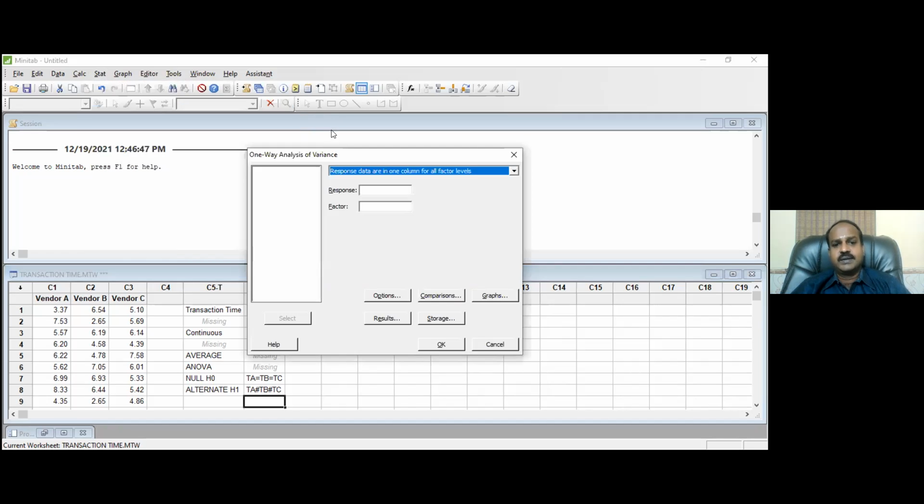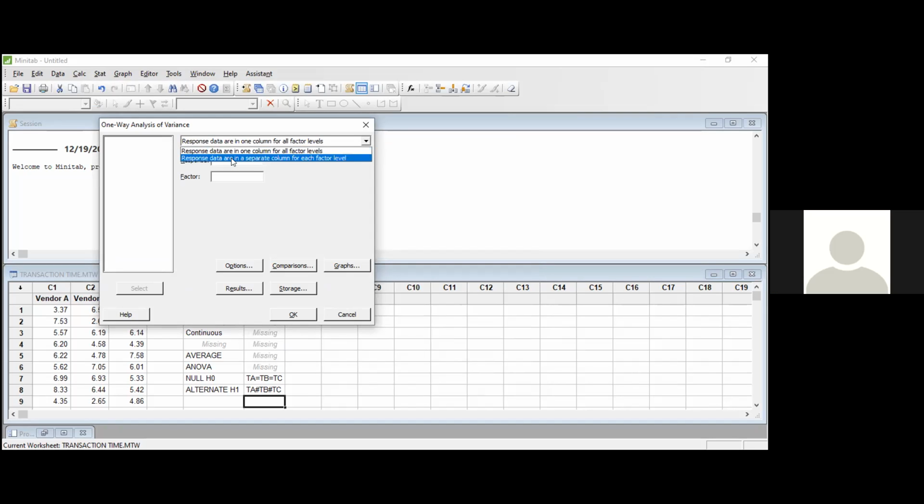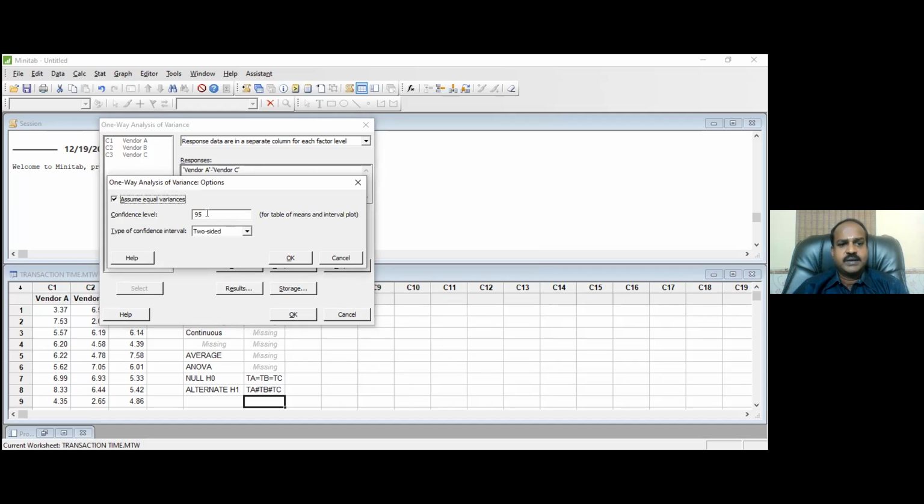Click that. Now, Minitab is asking whether the response data are in one column or in separate columns. How is your data available? Is the data available in separate columns or in a single column? Separate columns are available, so select separate columns. Where is your data now? Data is in column 1, column 2, and column 3. Select all the 3 columns. All right. Now you can go to Options.